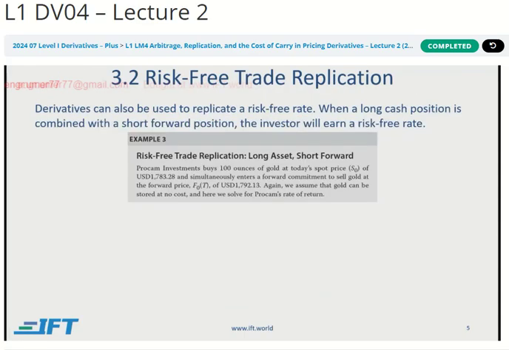Let's look at an example. So here we are going to buy an asset, and we are also going to sell the same asset in the future. And what are we buying? We're buying 100 ounces of gold, and the price is 1783, and we are selling it at the same time in the future for 1792.